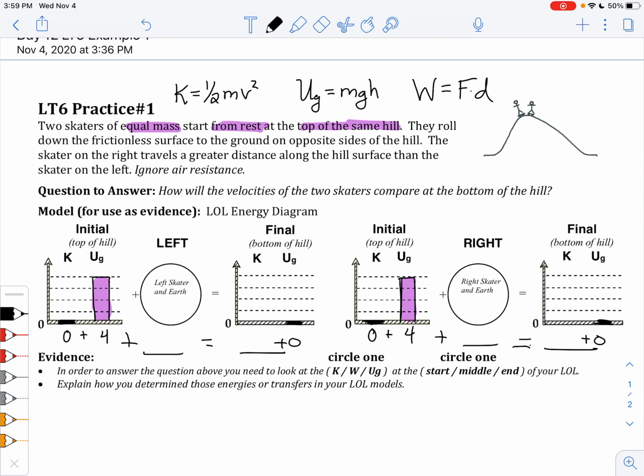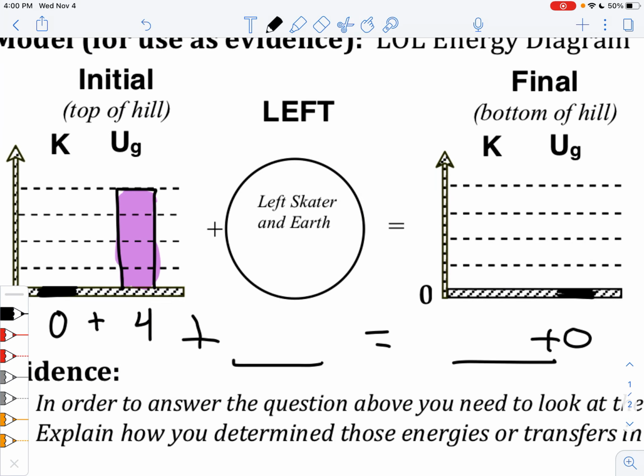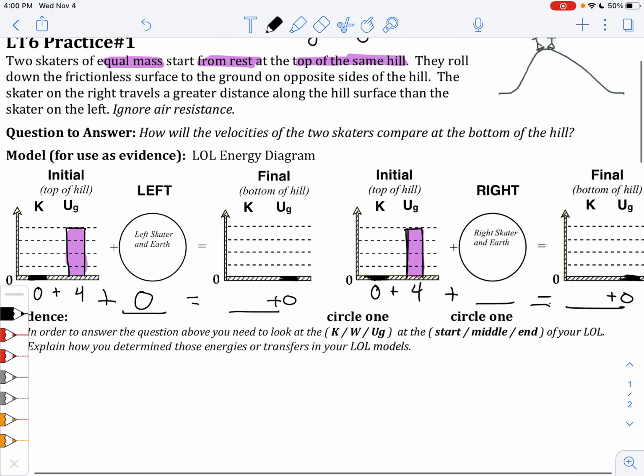Now it says the frictionless surface. So the skater on the right travels a longer distance than the skater on the left. However, that really doesn't matter. Even if this distance is 1 billion, if the force here is 0, 0 times 1 billion is still 0. So there's no work done. There's no energy transferred in or out. So we can just put a 0 here for our equation.